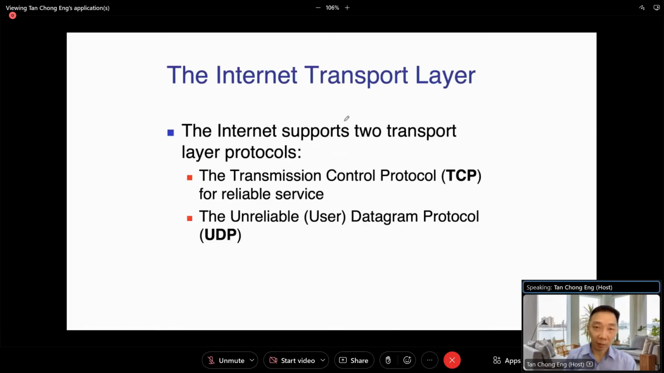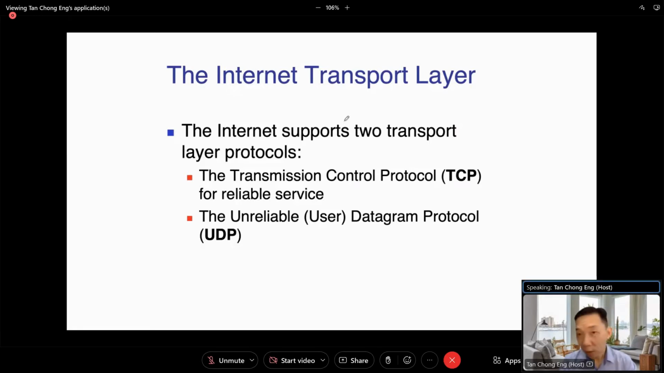Okay, let's look at the internet transport layer. As I mentioned to you, there are many other types of protocols existing in layer 4, but they are just not so important today. What is important today is the internet. That's why people put a lot of study and attention on the internet. So in the internet, we support two transport layer protocols. One is TCP, the Transmission Control Protocol, which aims for reliable services. And the other one is the unreliable User Datagram Protocol, called UDP.